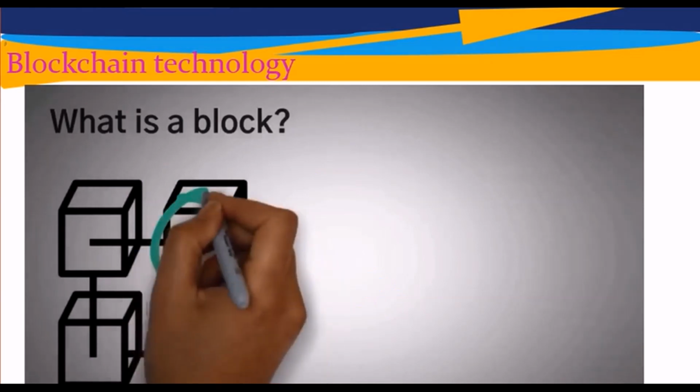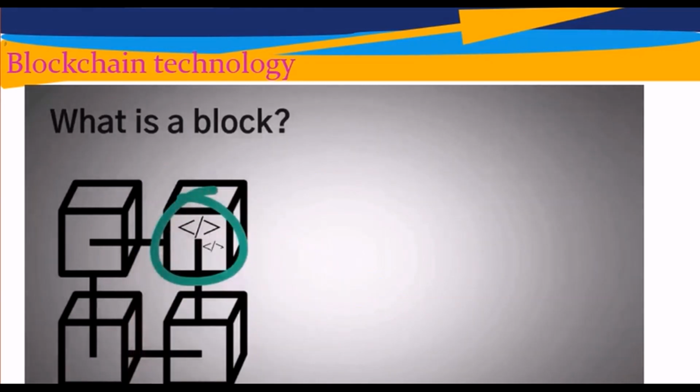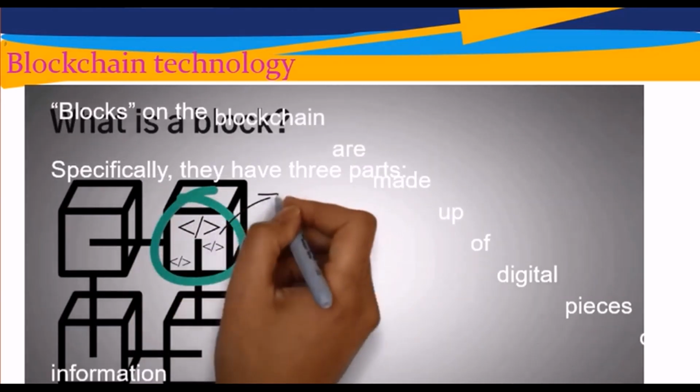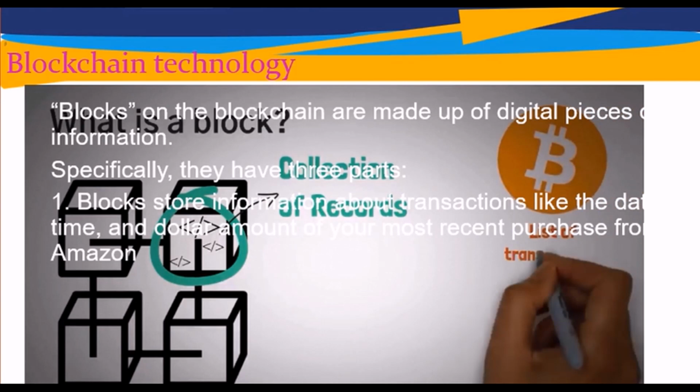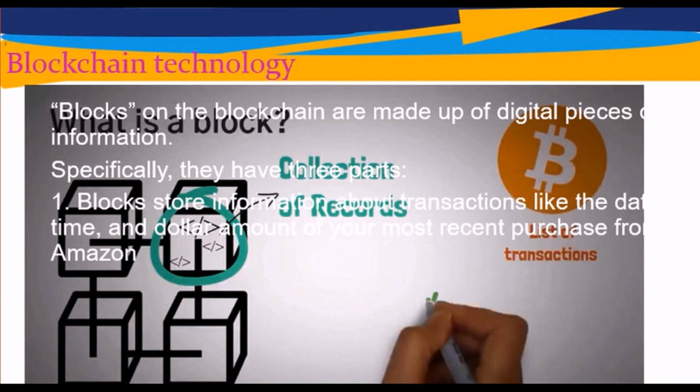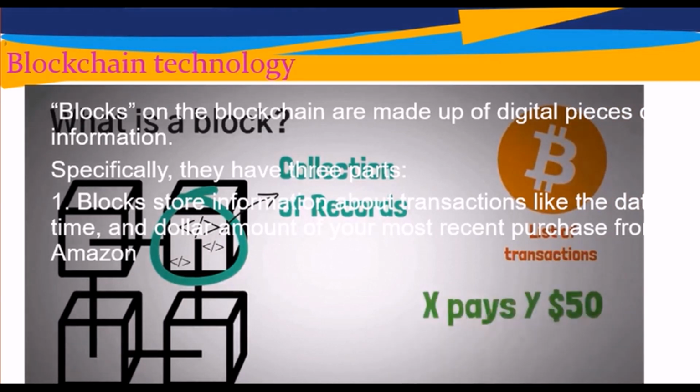Blocks on the blockchain are made up of digital pieces of information. Specifically, they have three parts. Blocks store information about transactions, like the date, time, and dollar amount of your most recent purchase from Amazon. Maybe Amazon is used for illustration of a purchase.